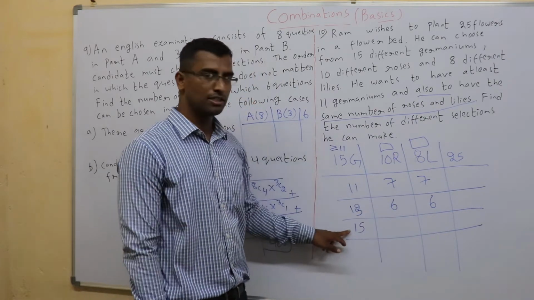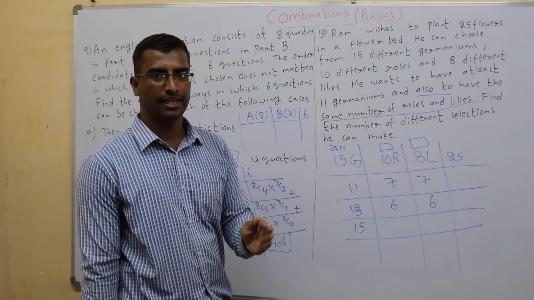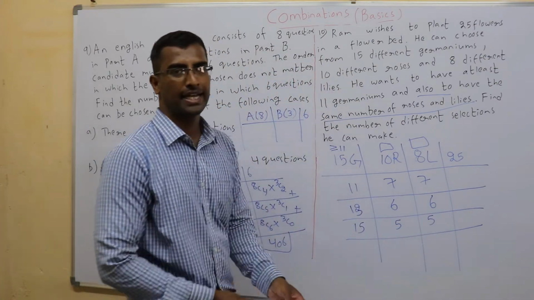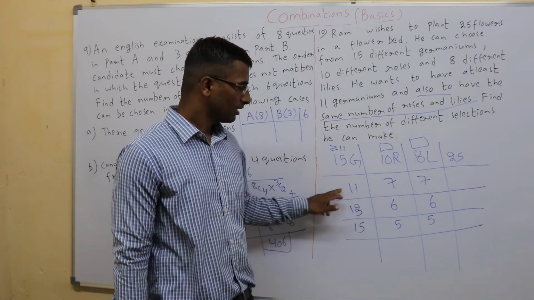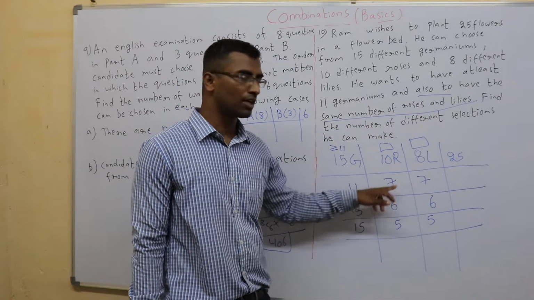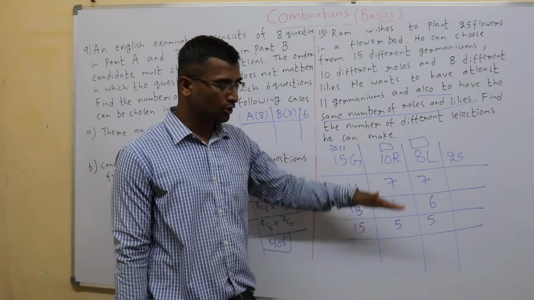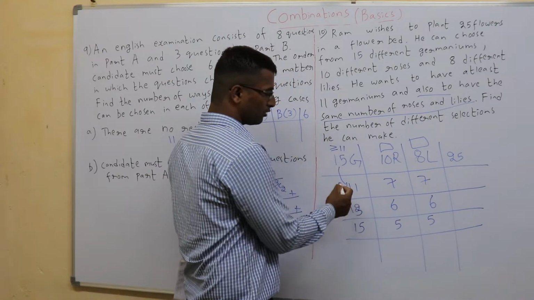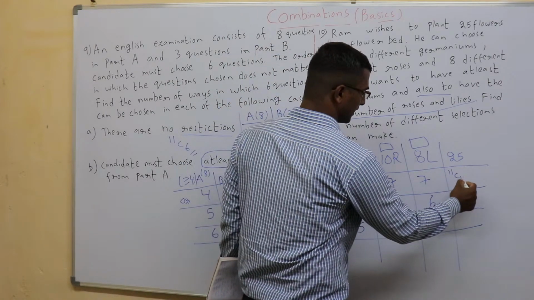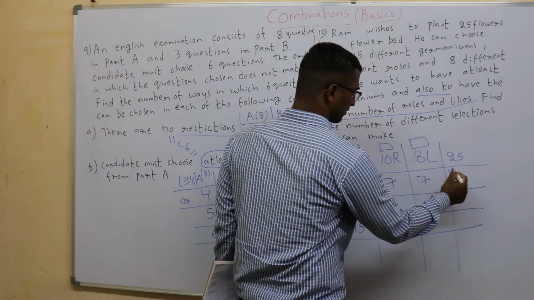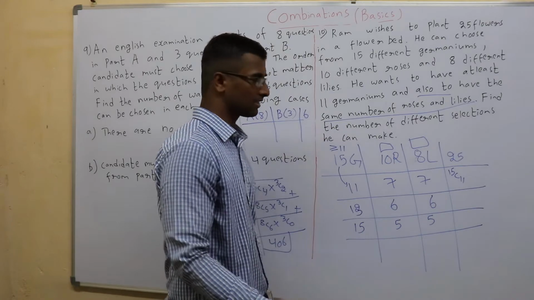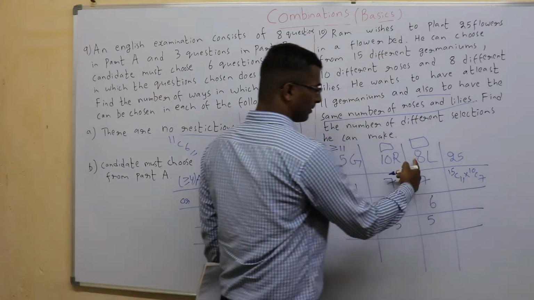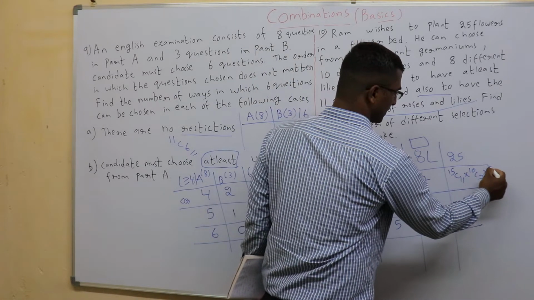From 25 minus 15, I need 10 more. Half of 10 is 5, so I am taking 5 roses and 5 lilies. My condition is met in each row: at least 11 for geraniums and the two counts are the same. First you need to make the table. Now write for each row. From 15 you are selecting 11, that can be done in 15C11. Next, from 10 you are selecting 7, so 10C7. From 8 you are selecting 7, so into 8C7.